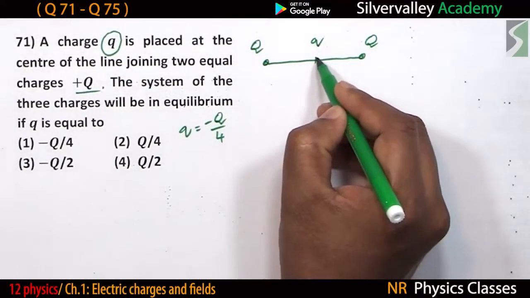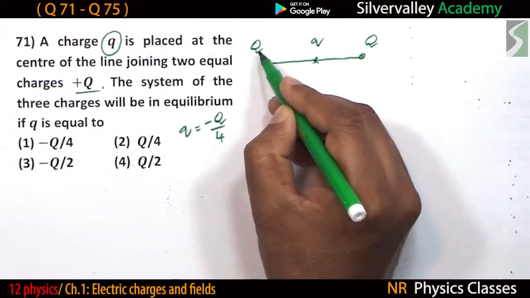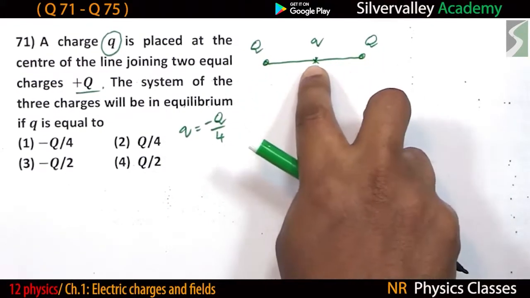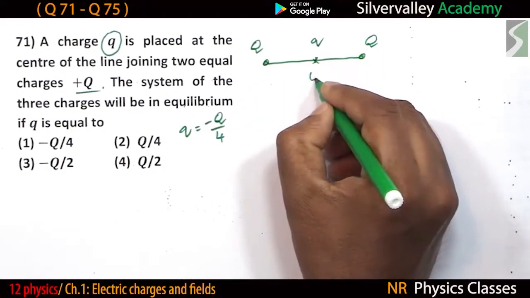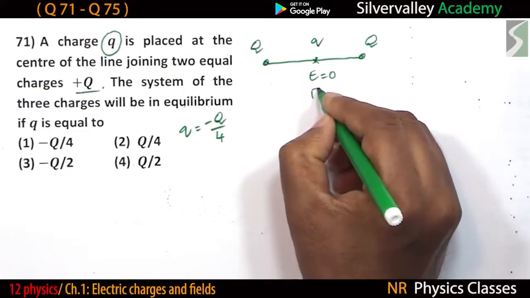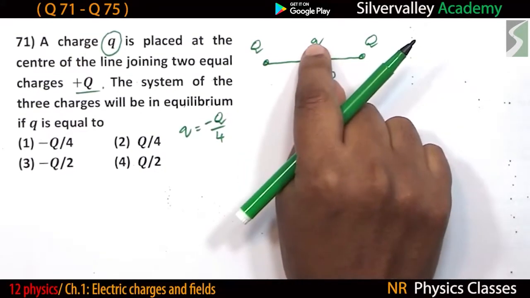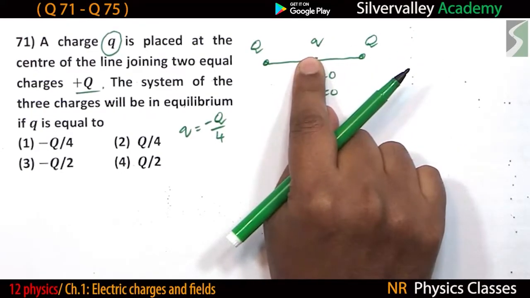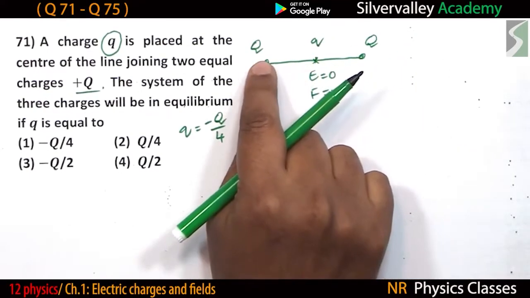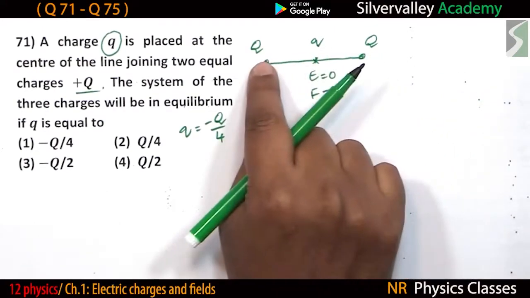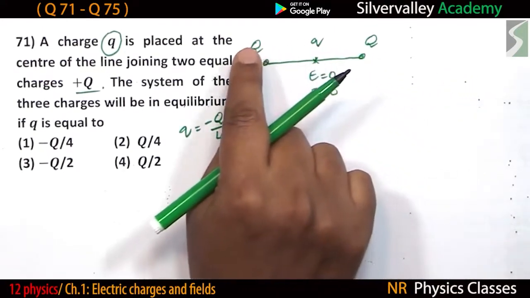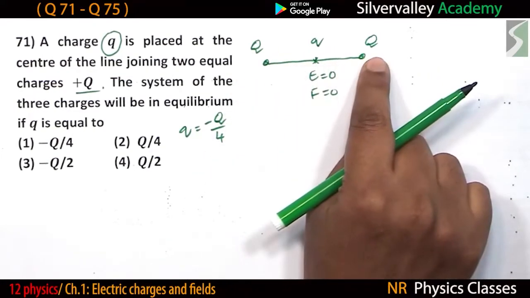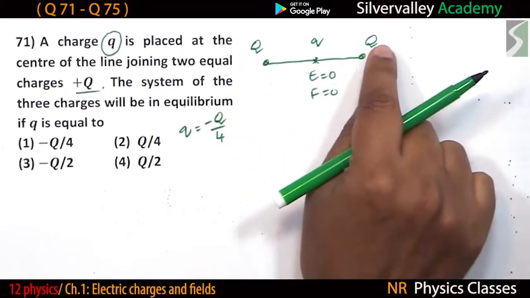See, at the center of these two charges, electric field is 0. Therefore, force is 0. This charge will be at rest. So this is already in equilibrium. And we have to check whether these two are in equilibrium or not. If you check for one charge, that is true for the second charge also, because these two are identical charges.